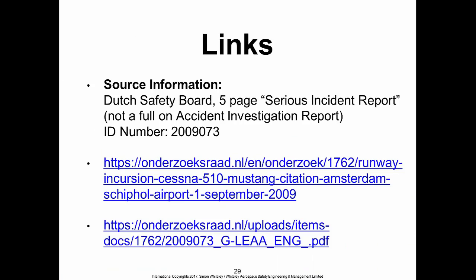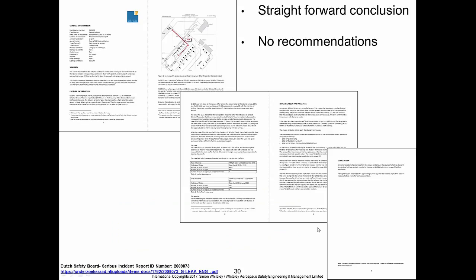Now the source information. This is a Dutch Safety Board serious incident report, and it's a straightforward 5-page report. It's not a full-on accident investigation report, and it's available at those links. It's also available as a handout to this webinar if you haven't already got it, so you're welcome to have a look at that. It is just a simple 5-page report. That's one of the reasons why I chose it, because it's quick and easy to read.